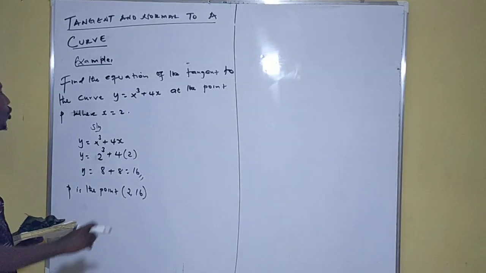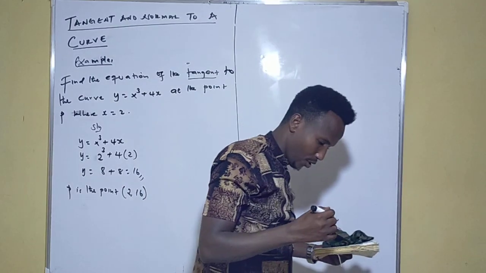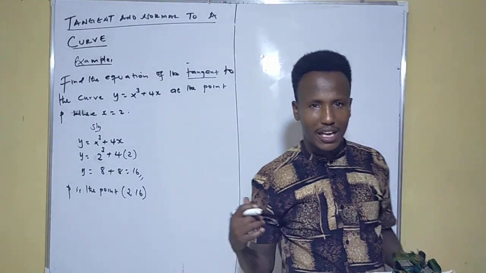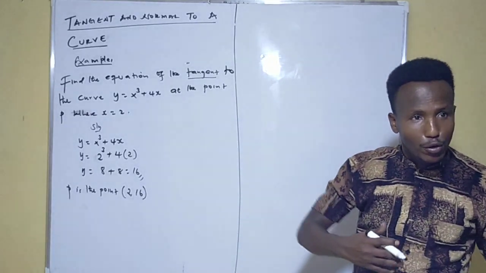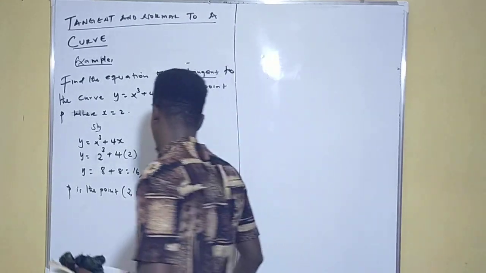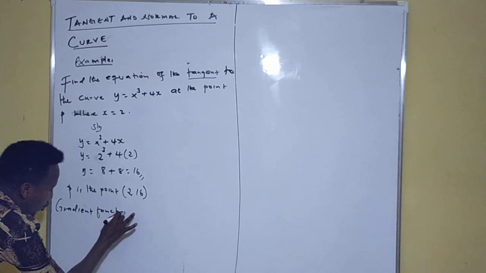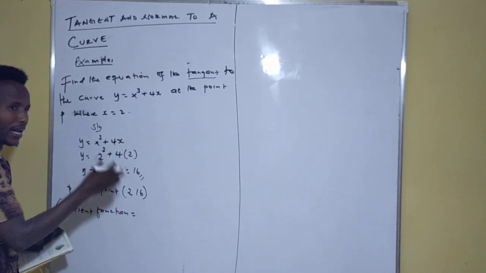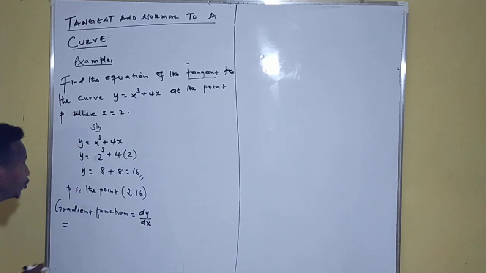Then remember you are told to find the equation of the tangent. In our previous class we said that a tangent is a line which has the same gradient as that of the curve at the point of contact. So what are you going to do? Just understand how the steps are flowing chronologically. After getting the point, you get the gradient function. Getting the gradient function is step number two. The gradient function is a matter of differentiating this equation. You say dy over dx is equal to the derivative, and differentiation we have learned in our previous class: you multiply by the power, then subtract one from the power.